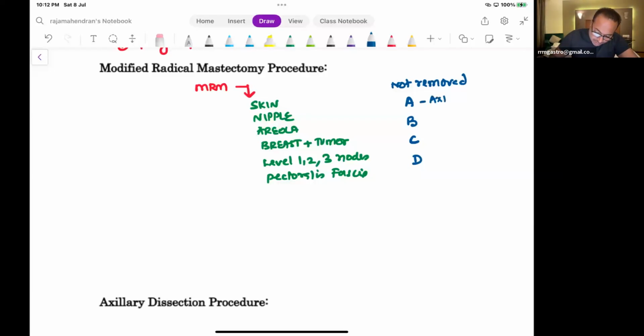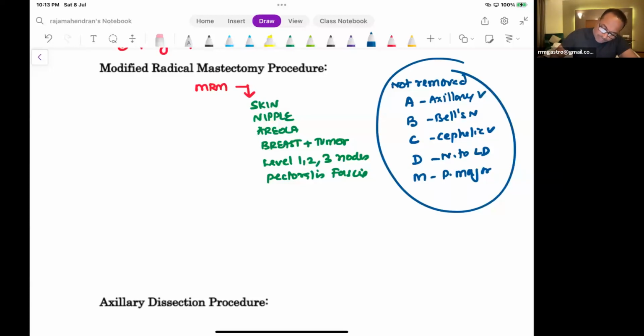Axillary vessels are preserved very carefully. Bell's nerve is very carefully preserved. Cephalic vein should be carefully preserved. And nerve to latissimus dorsi carefully preserved. And finally, pectoralis major is not removed. So in an MRM, what all structures are removed, what all structures are not removed. You should not forget axillary vessels, Bell's nerve, cephalic vein, nerve to latissimus dorsi and pectoralis major are not removed.